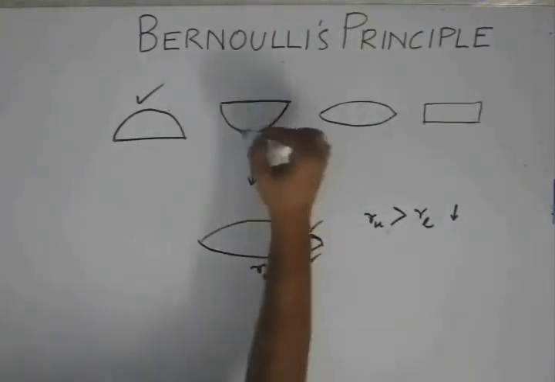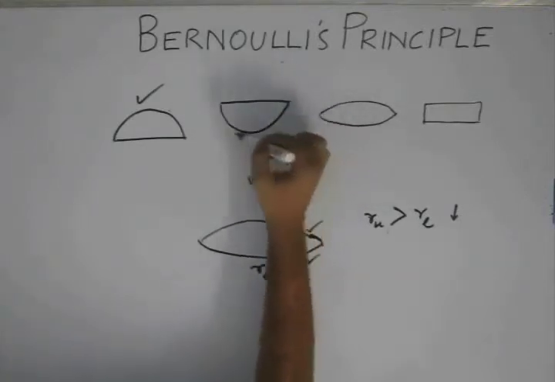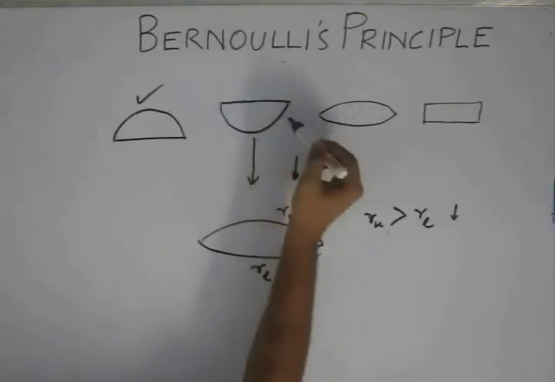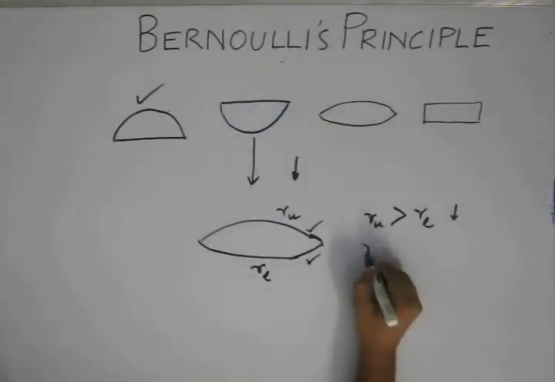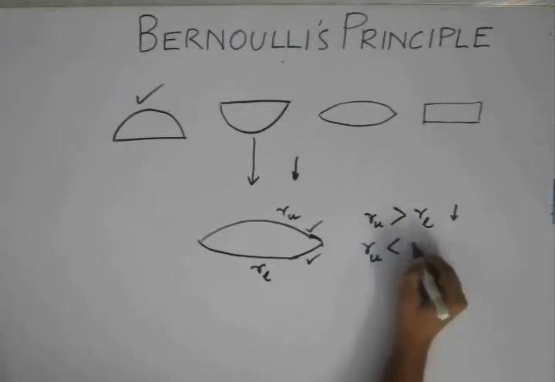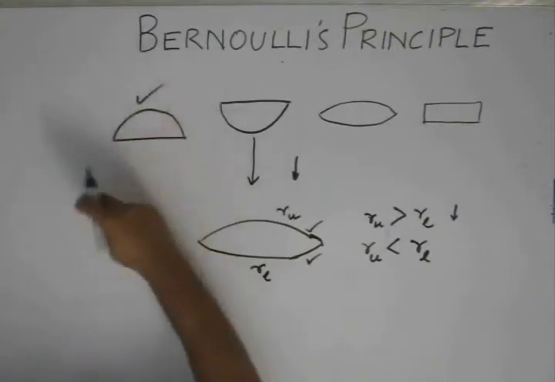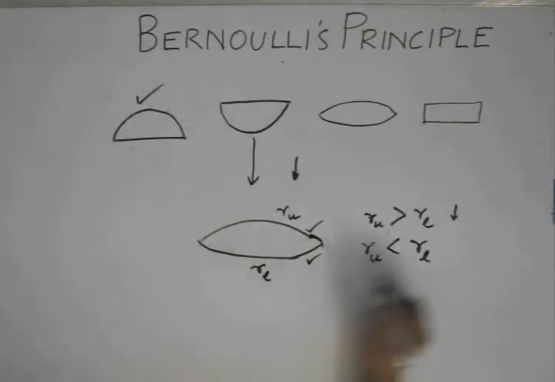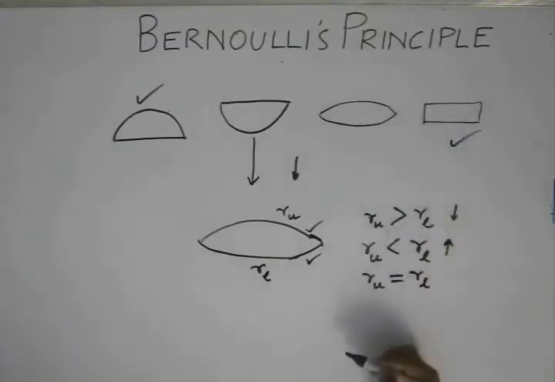Here if we consider this a special case of this, the radius of curvature of this is infinity basically, and this has some finite radius of curvature which is less than infinity, so the force is in the downward direction, and the same is going to happen here. If the radius of curvature of the upper surface is less than the radius of curvature of the lower surface, we have something of this sort. Then we have force in the upper direction. If both are equal, which brings me to this case, then we have no force.